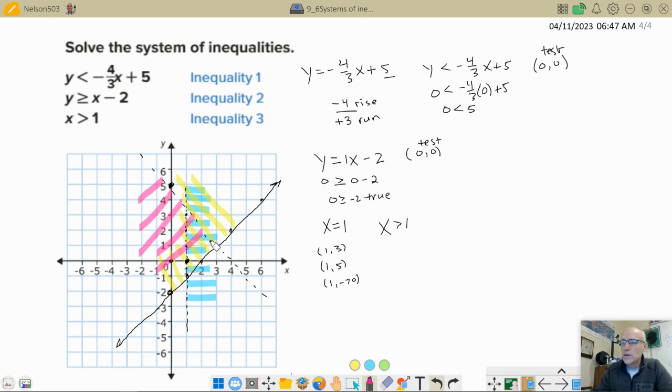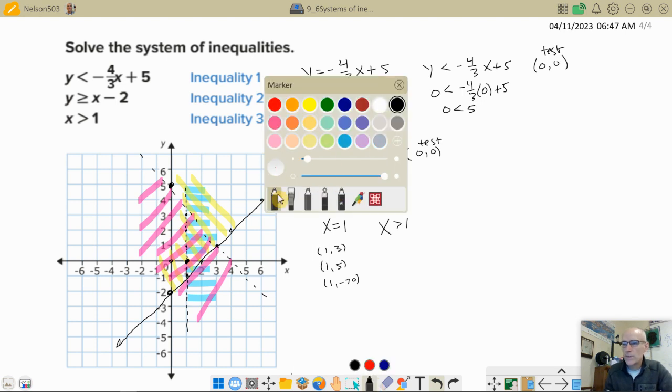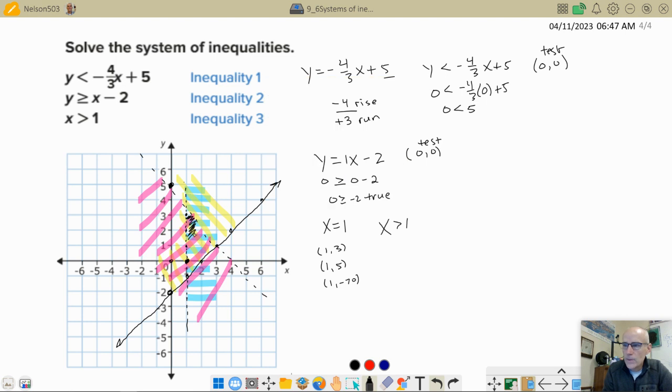And what is in common with all of my shading? Yeah, after I did that little shading like I just did, I think I would go back in and really darken in the feasible region. So there's just like no question about it. And so I can see that the pink, the yellow, and the blue is in this region right in here. So it's a bounded feasible region.